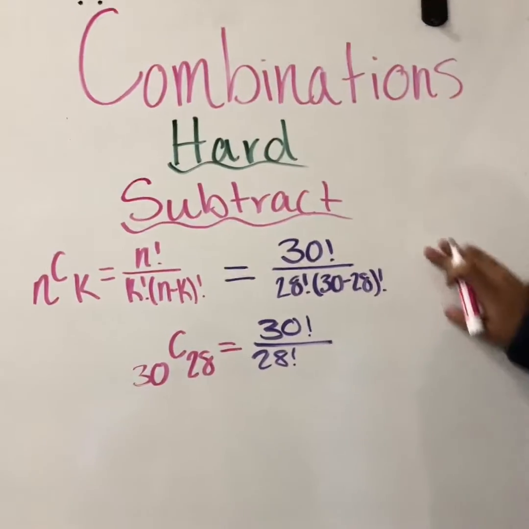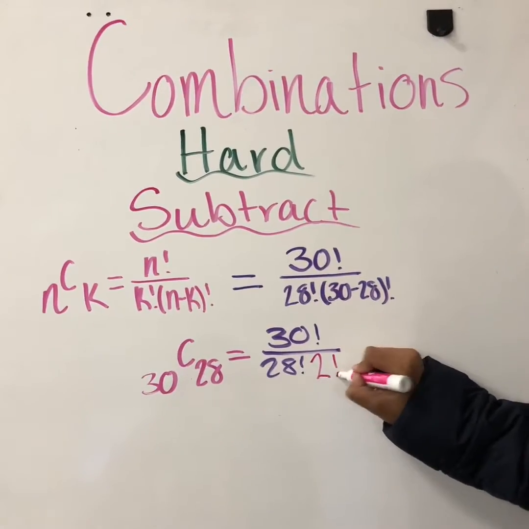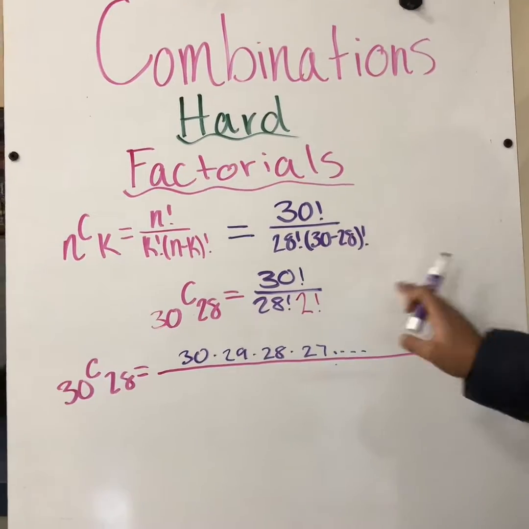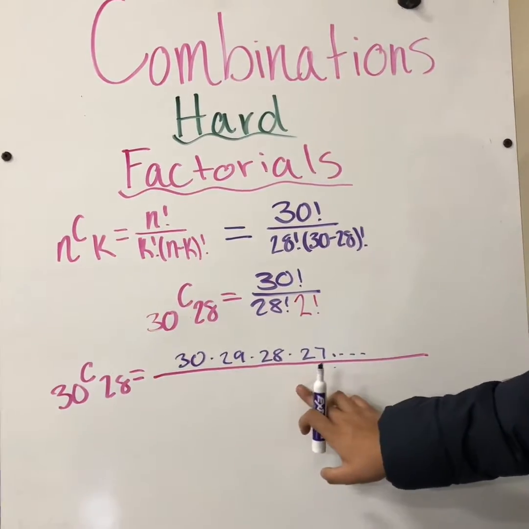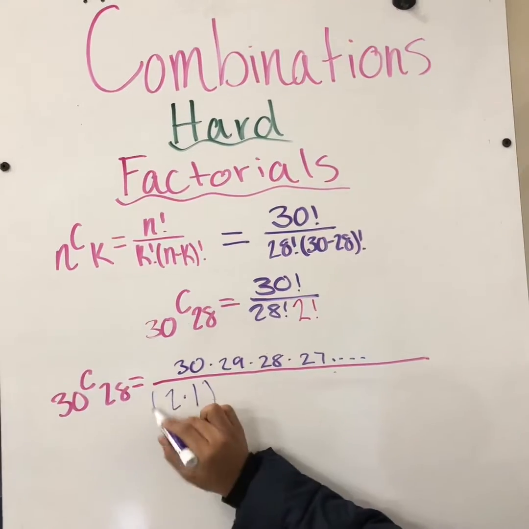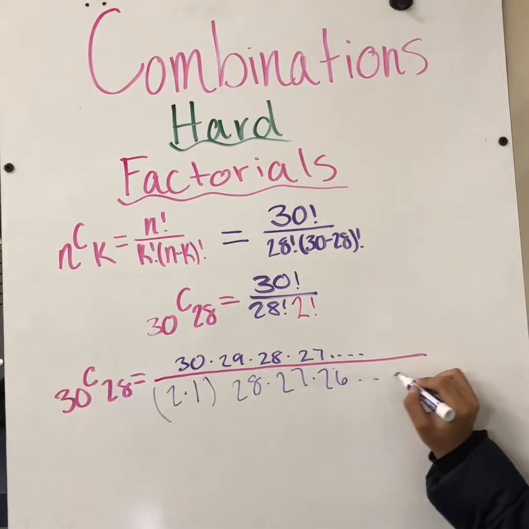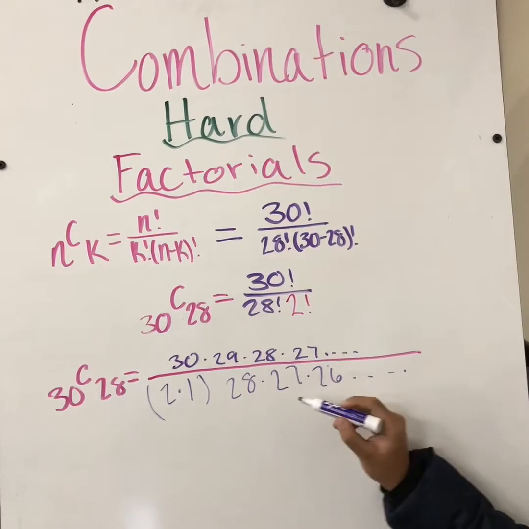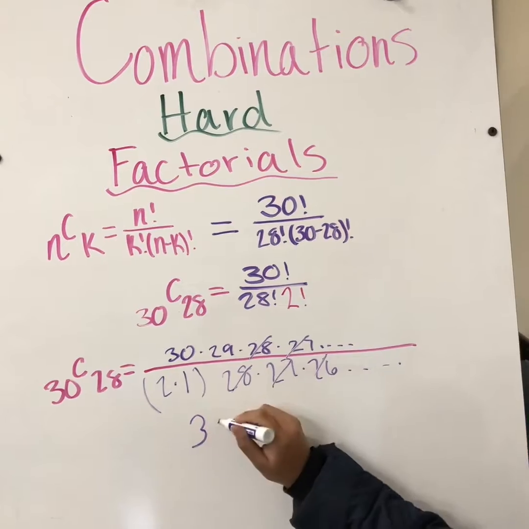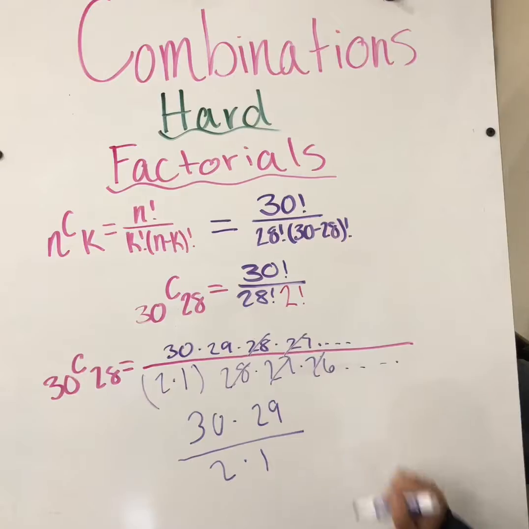So now we're going to subtract to simplify the fraction. 30 minus 28 is going to equal 2 factorial. So now we're going to write out our factorials. The top would be 30 times 29 times 28 times 27, etc., and then 2 times 1, and then 28 times 27 times 26, and so on. But to simplify this fraction, you're going to cancel out the biggest numbers. So now you have 30 times 29 over 2 times 1.